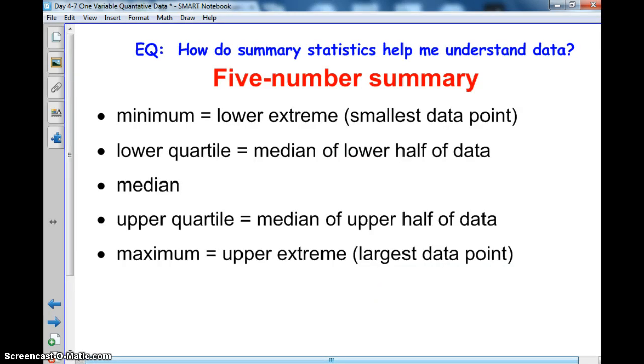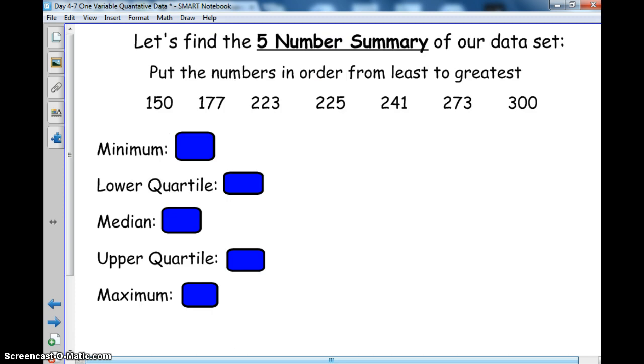So there's a way to organize our data into a 5-number summary. Our minimum or lower extreme is the smallest data point. Our lower quartile is going to be the median of the lower half of data. We know the median, we saw that before. The upper quartile is the median of the upper half of the data. And the maximum is the upper extreme, or the largest number.